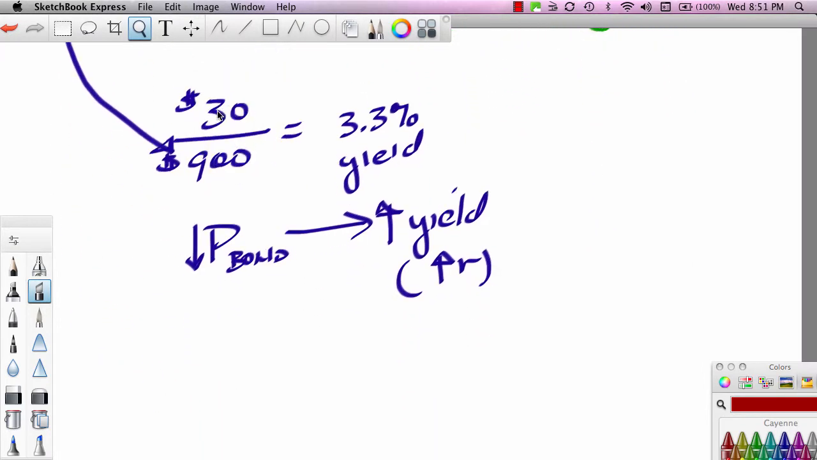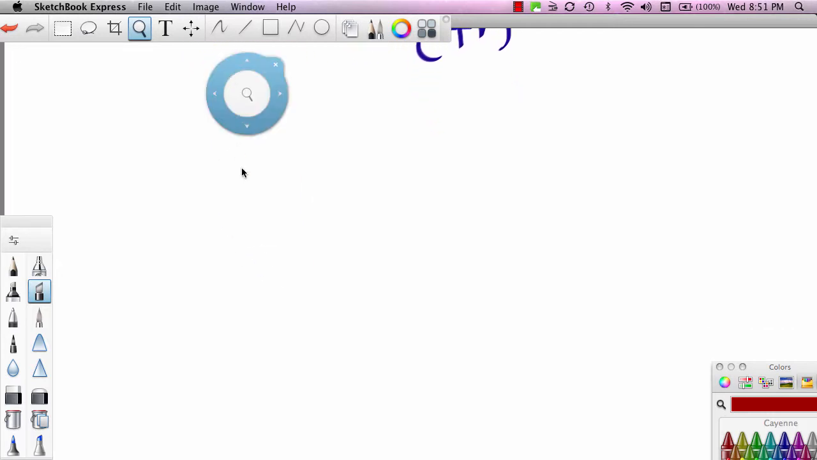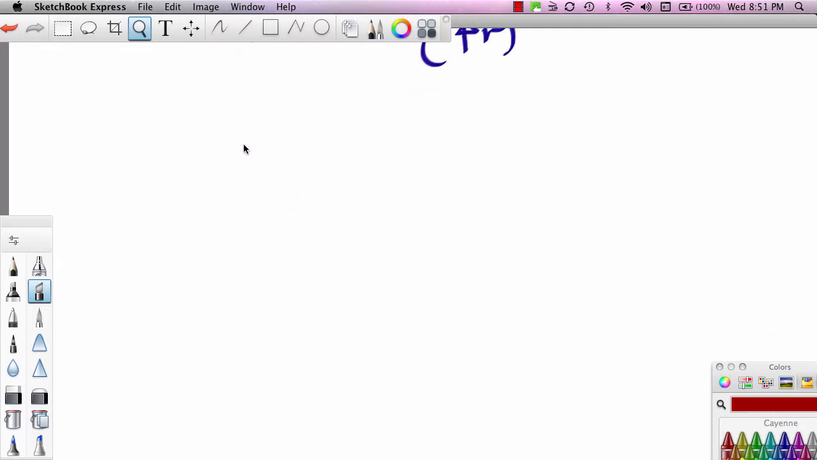And we can actually draw the bond market. I'll draw a picture here of the bond market so you can see this.